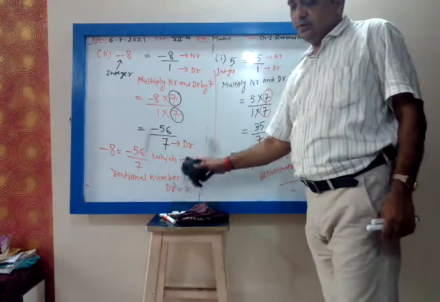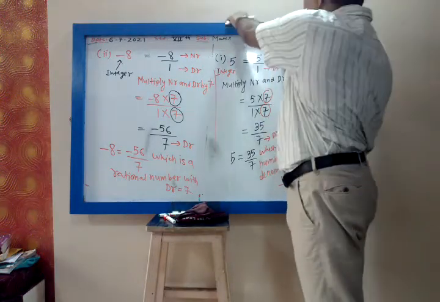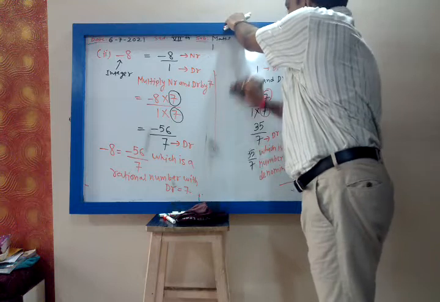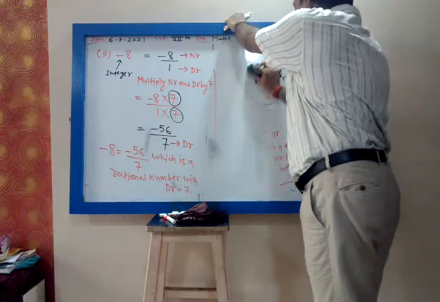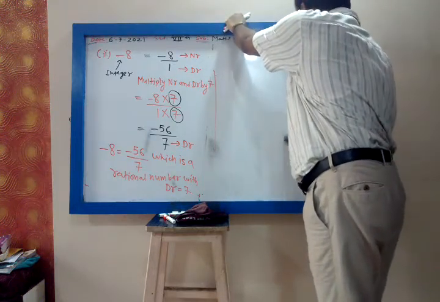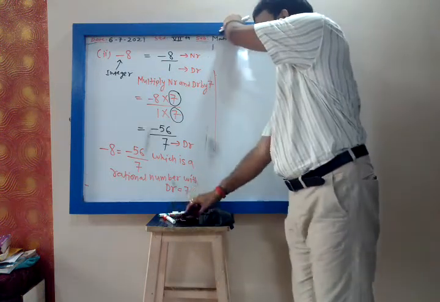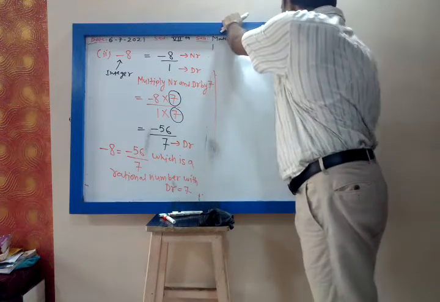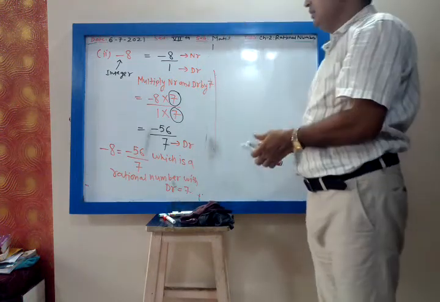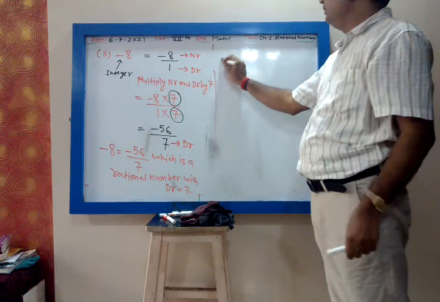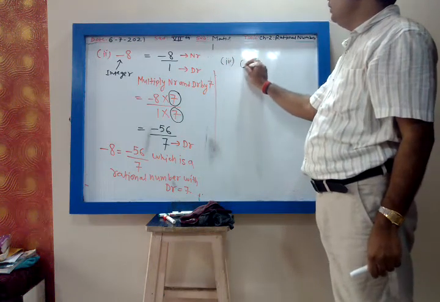Now the third one is 0. Let us take 0. What can you write 0 as?